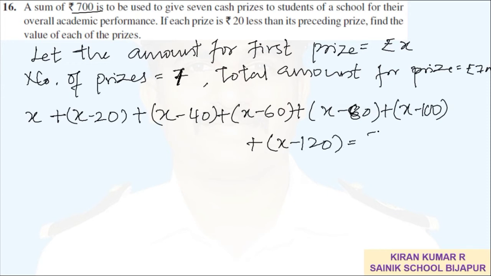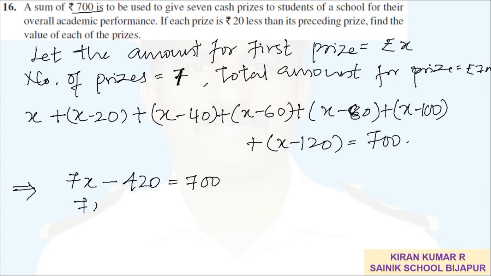The total amount is 700. Let me once again check. 1, 2, 3, 4, 5, 6, 7. Yes, 7 places the prize is distributed. The total is 700 rupees. Let's simplify this. x is added how many times? 7 times. So 7x minus 20, 40, 60, 120, 200, 300, 420. So minus 420, this will be equal to 700.